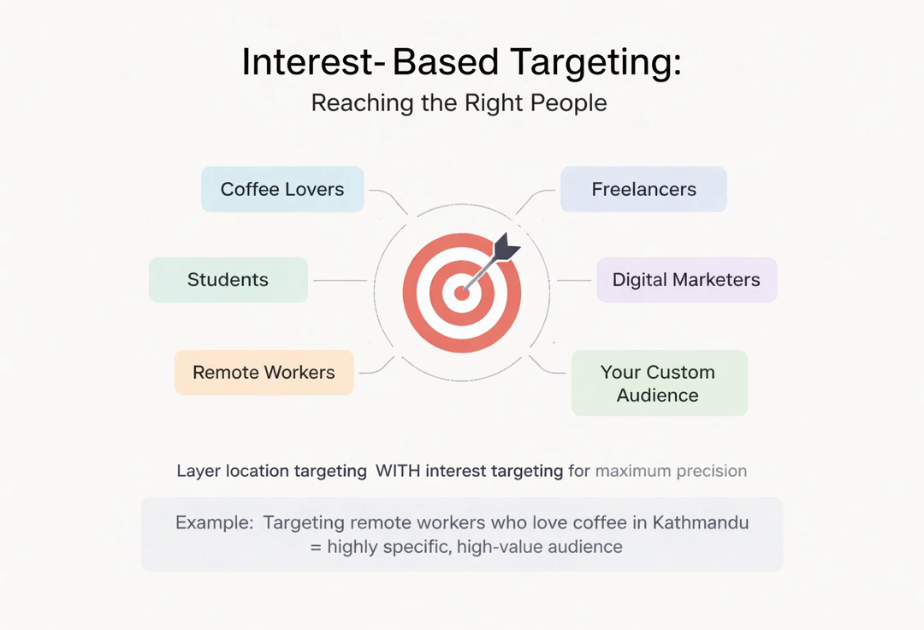When you combine location targeting with interest targeting, you create a very specific, high-value audience. These are people who not only live near your cafe, but also have a lifestyle that makes them likely to become regular customers. That combination is what makes Facebook advertising so effective when done right.